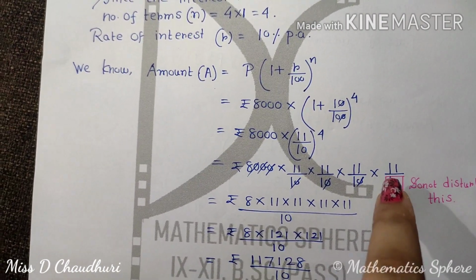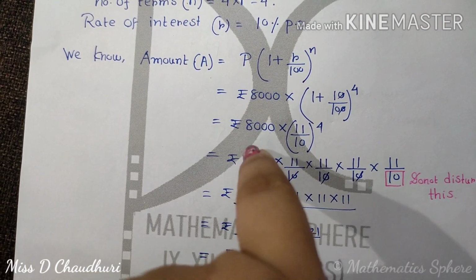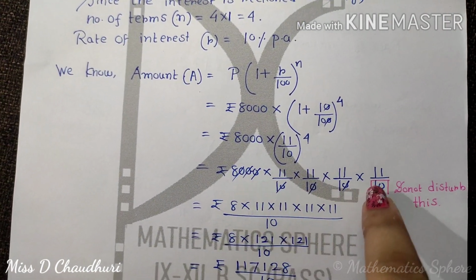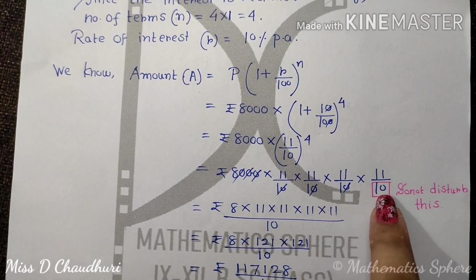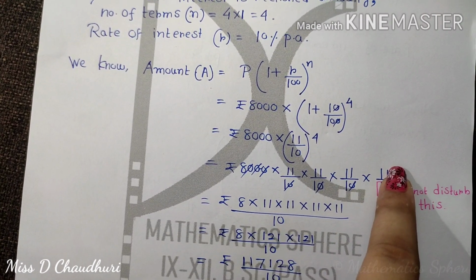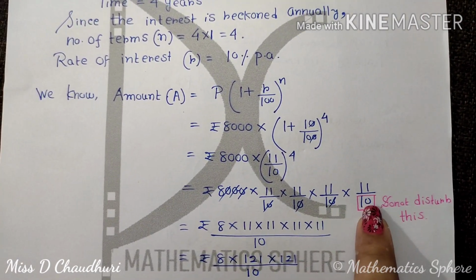But that will increase your labor. Why? See, when you get 4 here, you will have to multiply 4 into 11 into 11 into 11 into 11. Then again you will have to divide it by 5. So do not disturb this 10 here. You just multiply 8 into 11 into 11 into 11 into 11 and just shift the decimal point. You will get the answer.